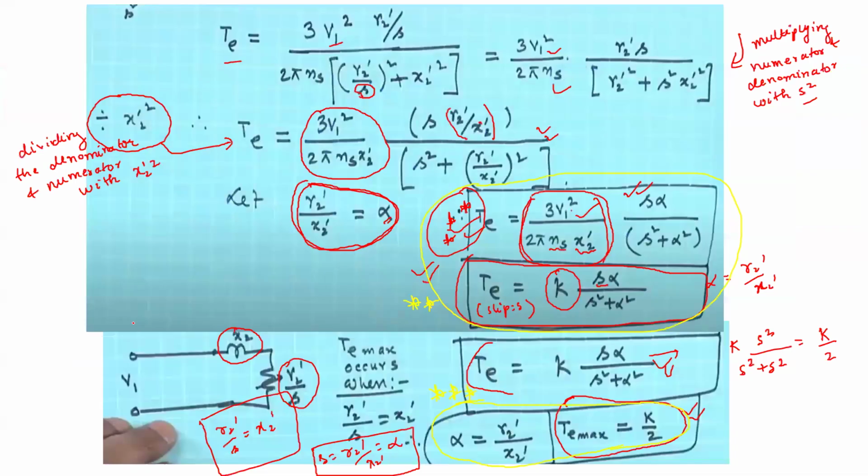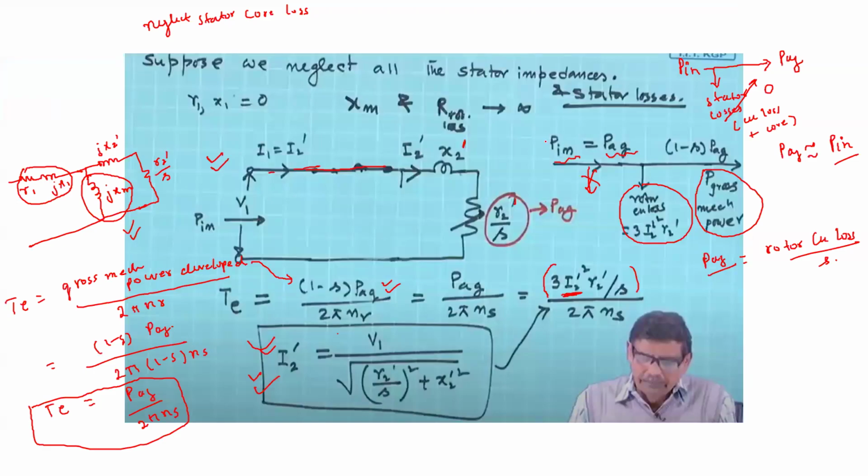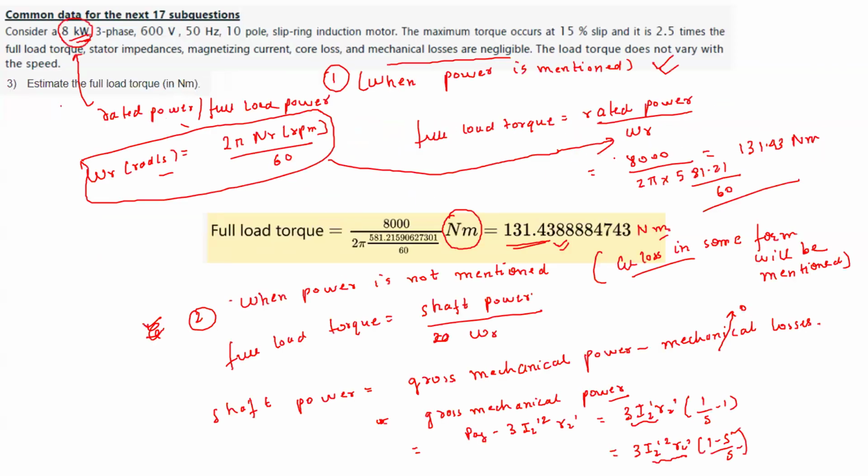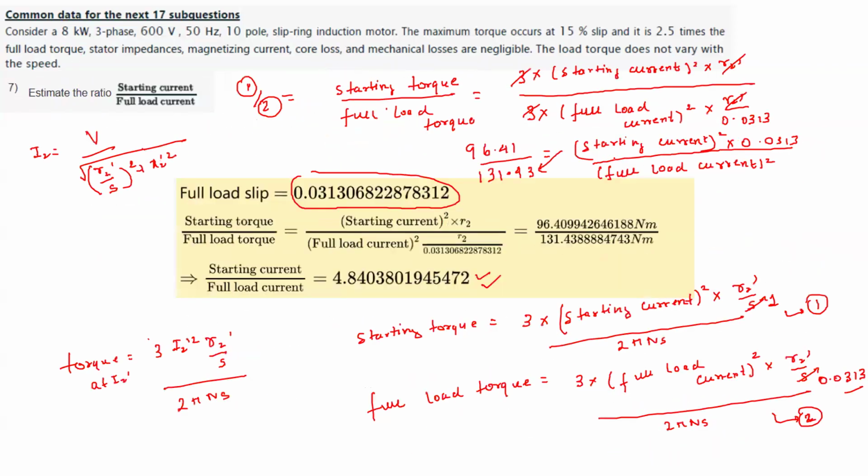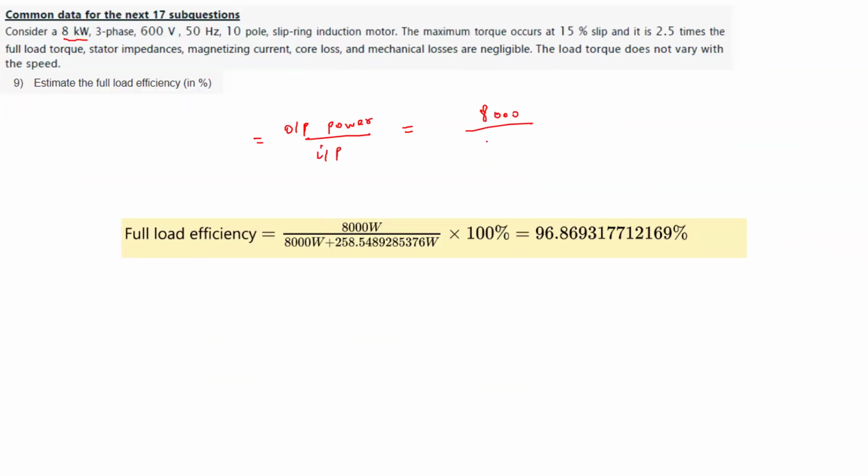You will see in the new power flow diagram that stator input is equal to air gap power, right? This is air gap power because we have neglected the stator losses. So input power is equal to air gap power, so I am writing it as air gap power. And what is this air gap power?